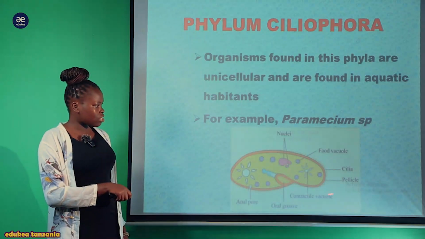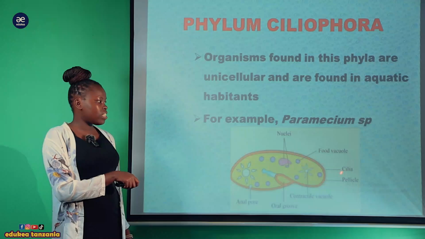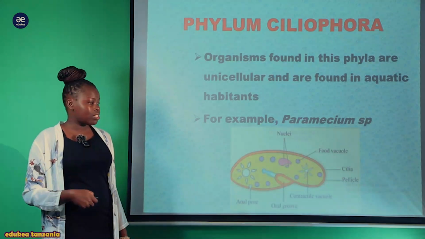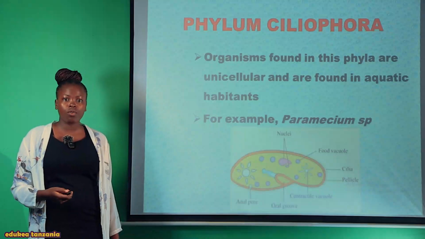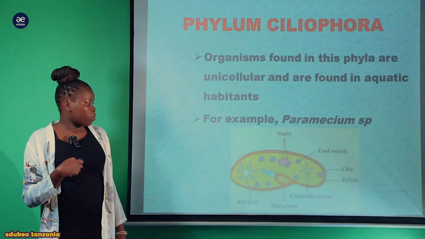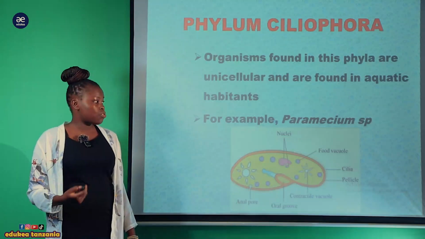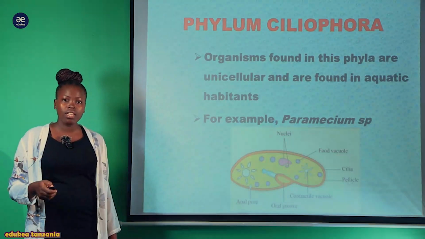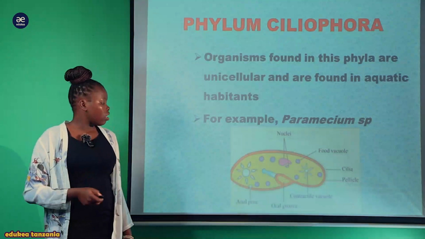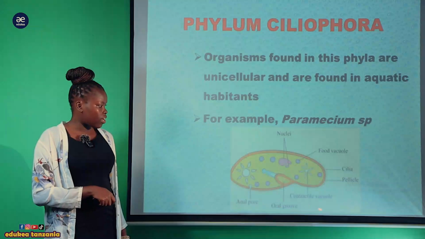These small hairs inasaidia attachment to the host cell. Vile vile wana pellicle. Pellicle hapa kwa ajili ya protection, vile vile kwa ajili ya ku maintain the shape. Also they have the food vacuole kwa ajili ya food storage. Also they have the nucleus ina contain DNA or RNA. Also they have the anal pore kwa ajili ya excretion. Vile vile wanakuwa na oral groove. This one kwa ajili ya taking of food or for feeding.